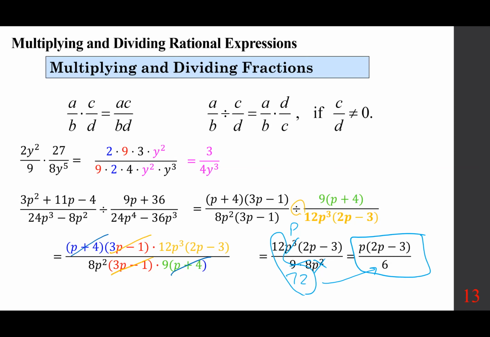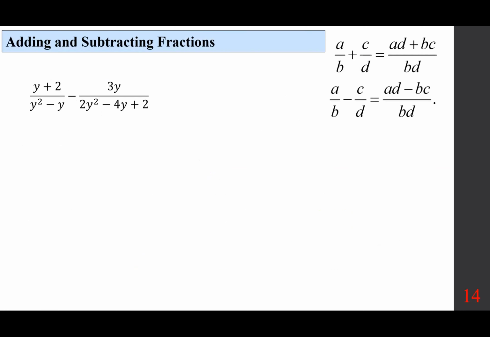Simplification. When you want to add or subtract rational expressions or fractions, you need to come up with the LCD, the least common denominator. And to come up with the LCD, in the case of rational expressions, we should be able to factor. So what is the LCD? The way it is, we don't know. So we are going to factor this denominator into y times y minus 1.